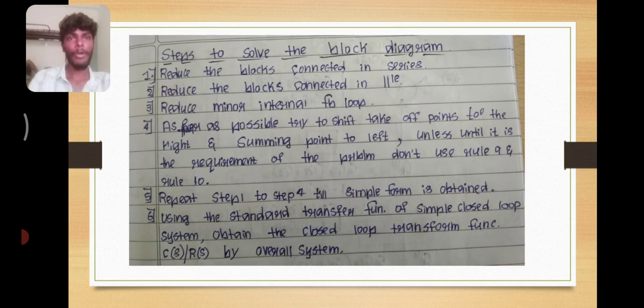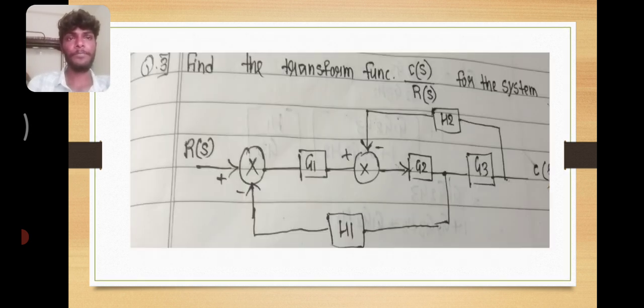Steps to solve block diagrams. Reduce the blocks connected in series, reduce the blocks connected in parallel, and reduce the minor feedback loop. As far as possible, try to shift the takeoff points to the right of the summing point or to the left, unless it is a requirement of the problem. Do not use rules 9 and 10. Repeat steps 1 to 4 till a simple loop form is obtained. Using the standard formula for the transfer function of a simple closed loop system, obtain the closed loop transfer function C(s) by R(s) of the overall system.